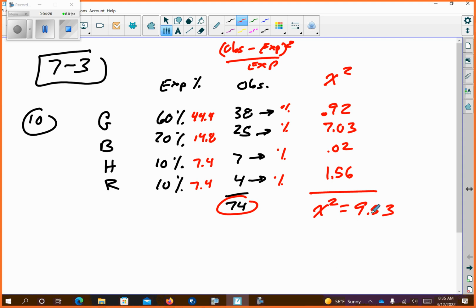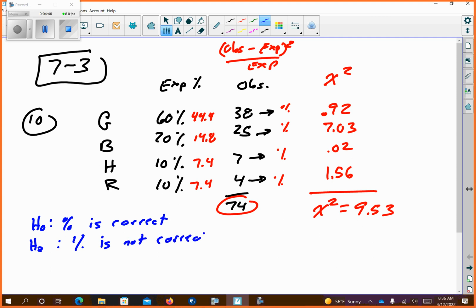Good deal. Oh, we forgot to do our null. So our null hypothesis is that the percent is correct. Our alternative is the percent is not correct.